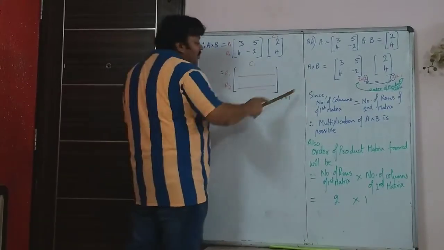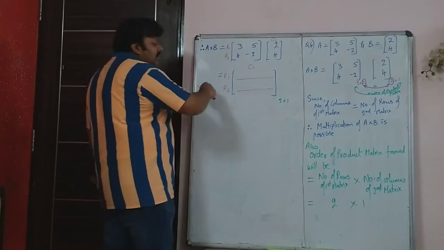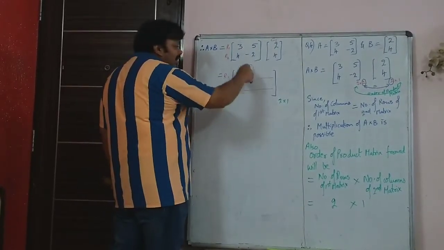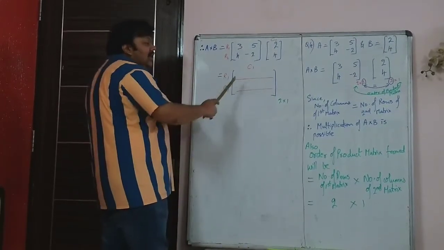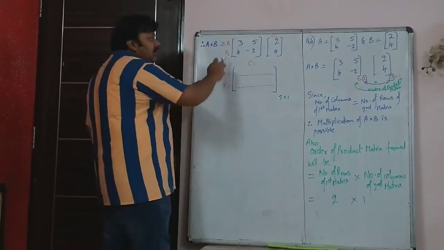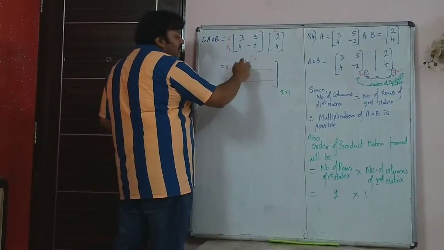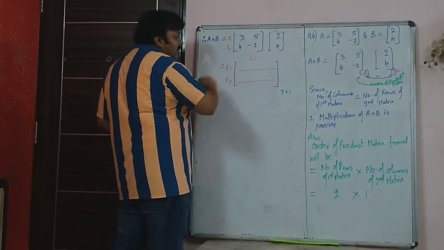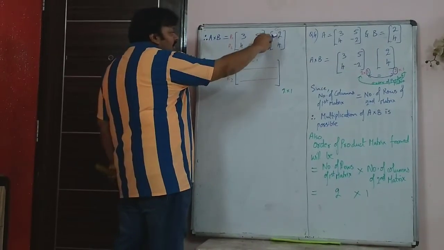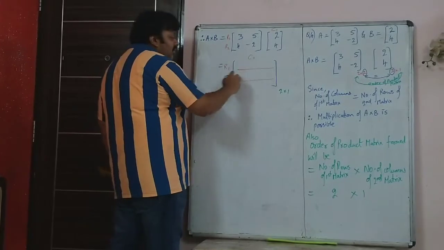So in this case, the product matrix will have order 2 into 1. That means there will be 2 rows and 1 column. So we have to find the seat numbers and do the multiplication accordingly. Row 1 with column 1 has to be written here because this position is R1 C1. And row 2 with column 1 has to be written here. So this is R2 C1.